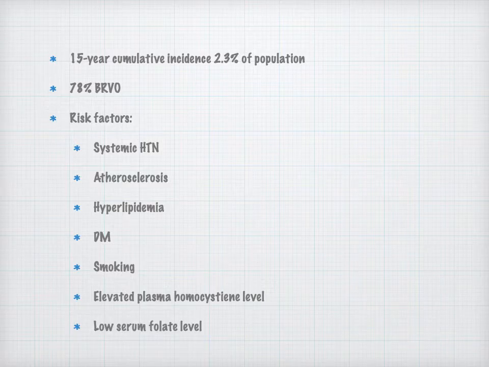The Beaver Dam Eye Study estimated the 15-year cumulative incidence of retinal vein occlusions at 2.3% in the population, with 78% of cases being branch retinal vein occlusions. Systemic vascular diseases such as hypertension and arteriosclerosis are risk factors for branch retinal vein occlusions, probably because they lead to thickening of retinal arteries.